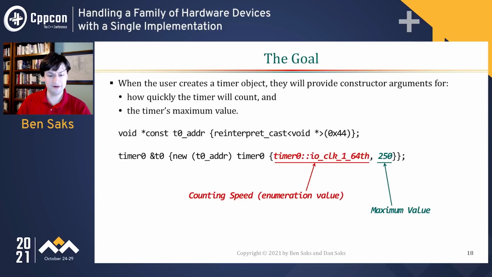Okay, so here is where we are going. The user of these timer types will create an object of some timer type, like say timer 0 here, at a specific address. When they do, they'll specify 2 things: how quickly they want the timer to count as an enumeration value, and we'll talk about what the options there are going forward, and the maximum value. How high does the timer count before it starts over from 0, triggers the interrupt?